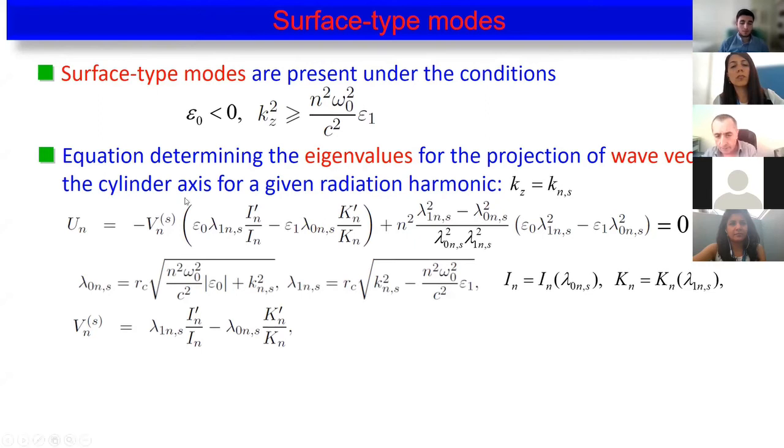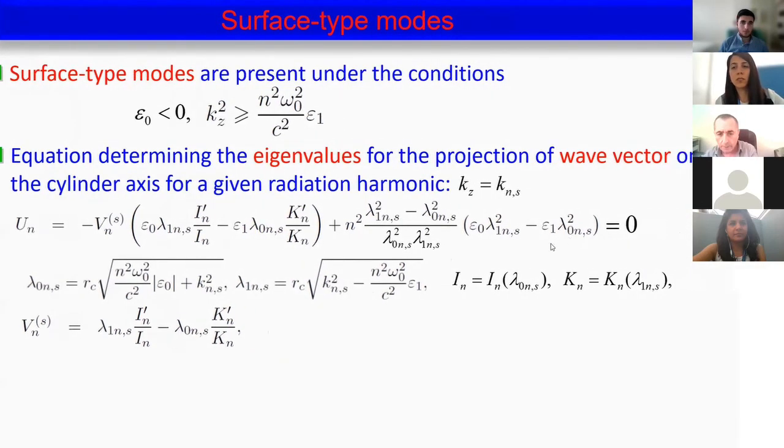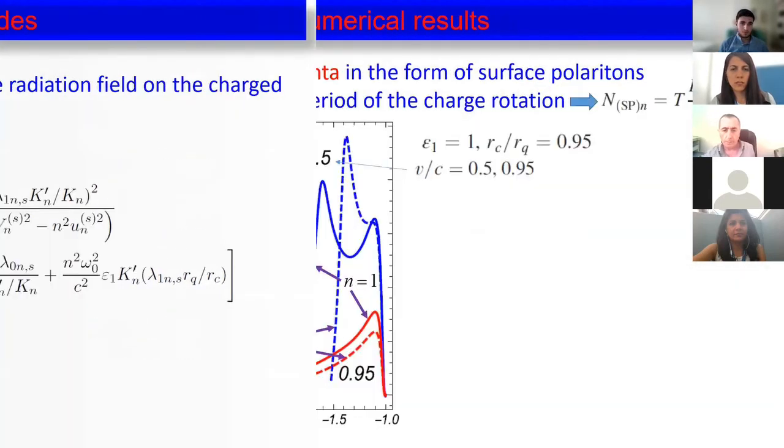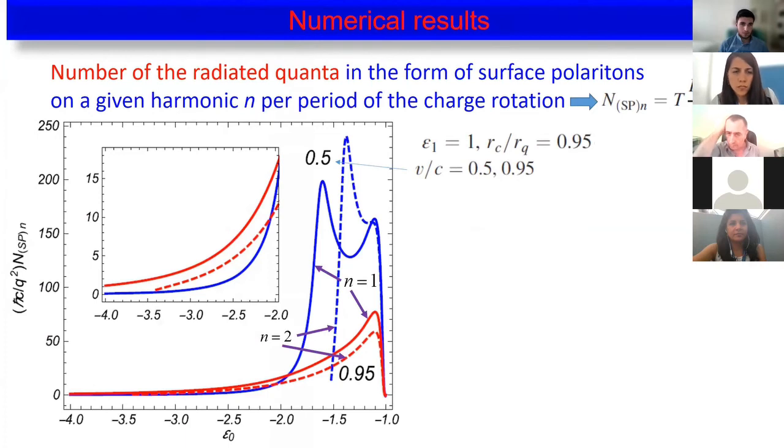We first find these roots, and after that we evaluate the radiation intensity, and here this radiation intensity is presented. This is the exact formula. Of course, we work in classical electrodynamics, but in all other respects this is exact. This also works in the case when, for example, you have a complex dielectric permittivity, when the permittivity has an imaginary part. And I present here some numerical results.